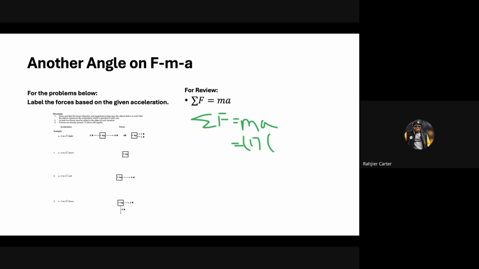Hold on. I'm trying to see if they put it in the problem. Right here. It's 4, sorry. There we go. 4. All right. What's 1 times 4? 4. So the sum of my forces is 4, right? Okay. So that means the sum of my forces has to be 4, and it has to be going to what direction?